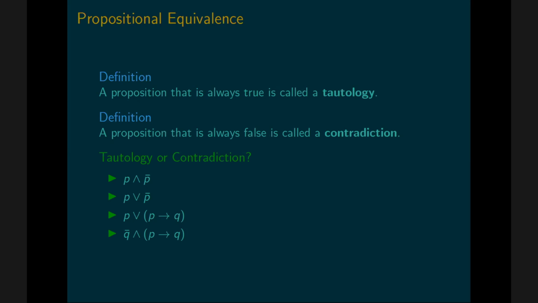Elif Nur? Contradiction, sir. It is a contradiction. This is always false, right? Bouquet, P or not P, is it a contradiction or a tautology? It is a tautology, you say, because this is always true. Either this will be true or not P will be true.